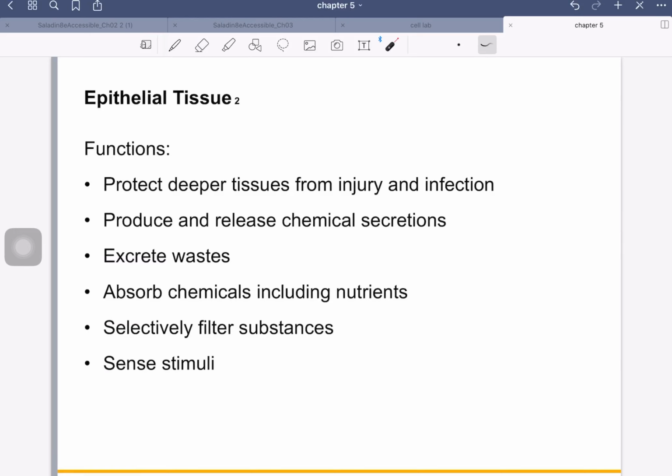Now, what are the functions? Well, the functions are it protects deeper tissue from injury and infection, produces and releases chemical secretions, excretes wastes, absorbs chemicals including nutrients, it selectively filters substances, and also it's often tied in with detecting sensory stimuli.